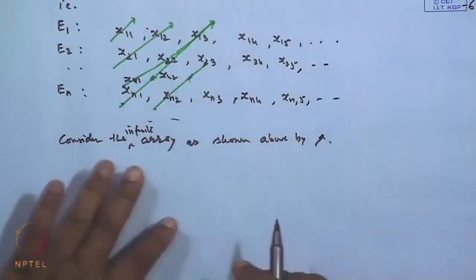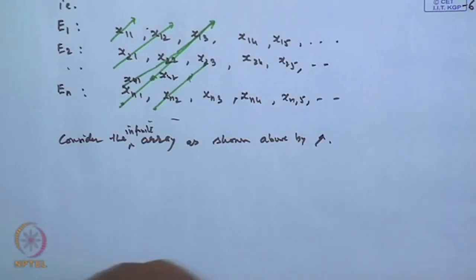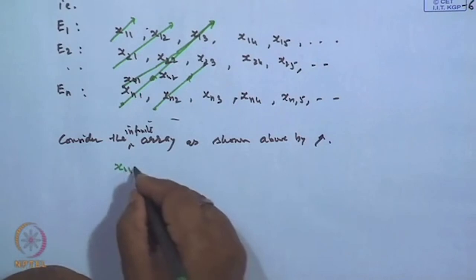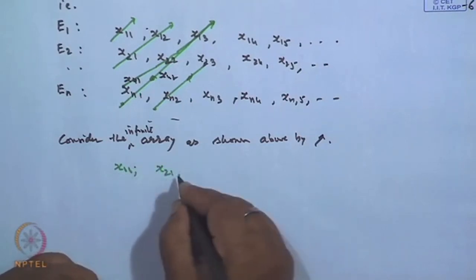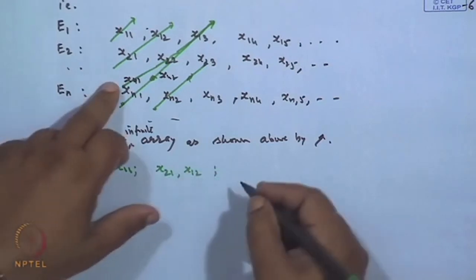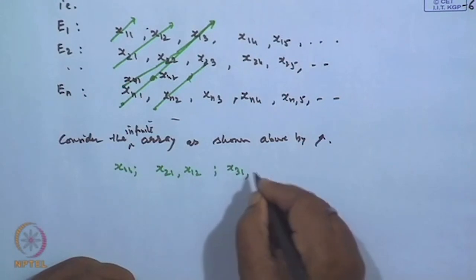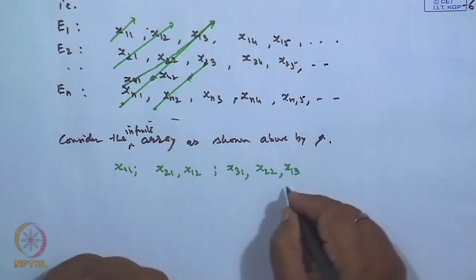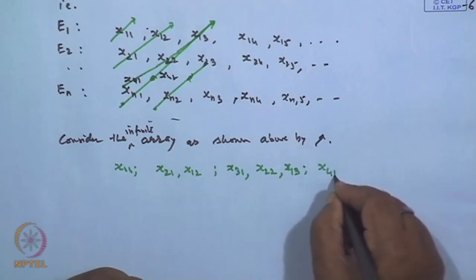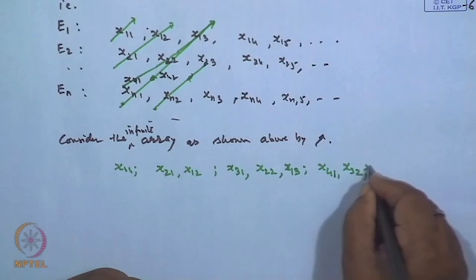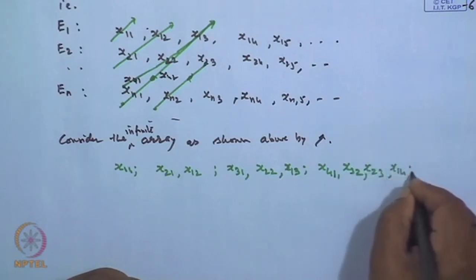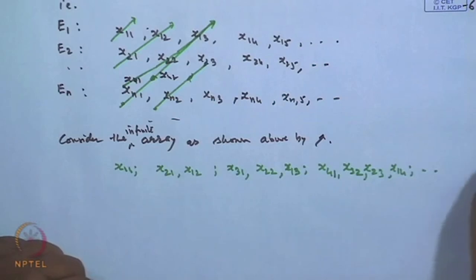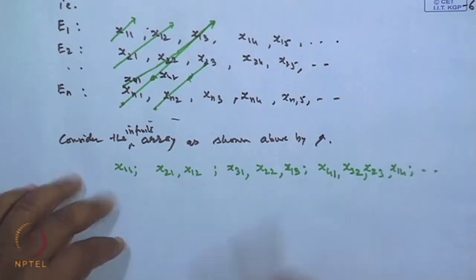So, if we continue this way, what we are doing is taking up these rays like this. The first element we are choosing is x11, then second is x21, x12, then third ray we are taking as x31, x22, x13, and the fourth one is x41, x32, then x23 and then x14, like this. Continue this. So, if we arrange this in the form of a sequence, then we get first element, second element, third element and so on.